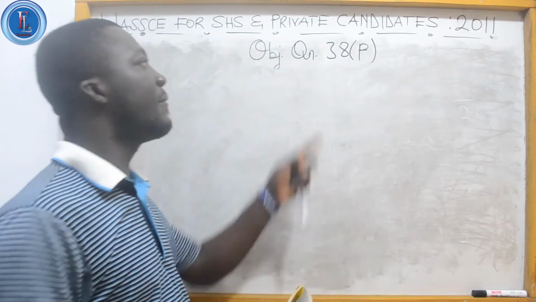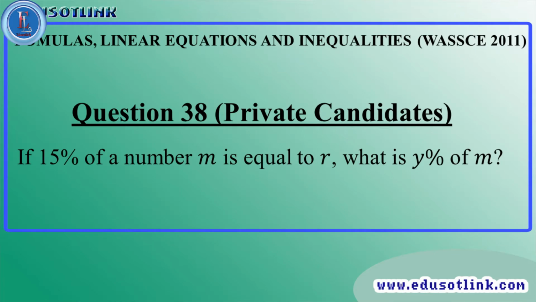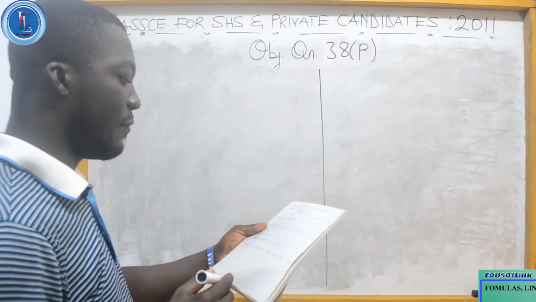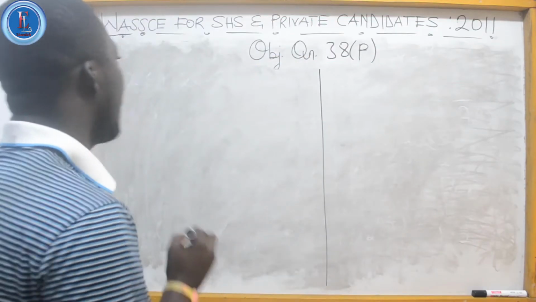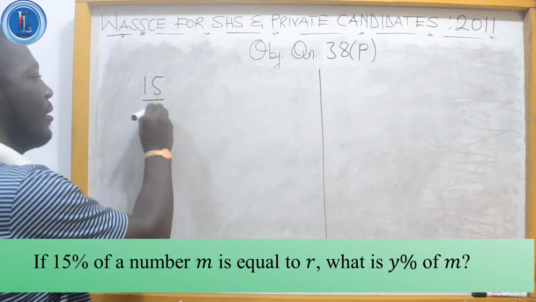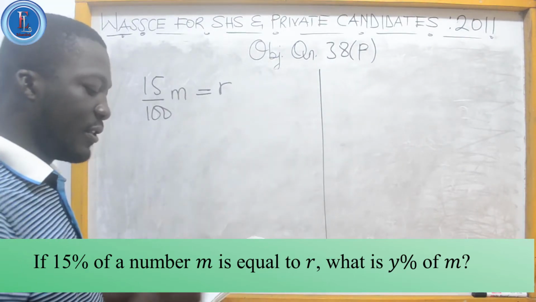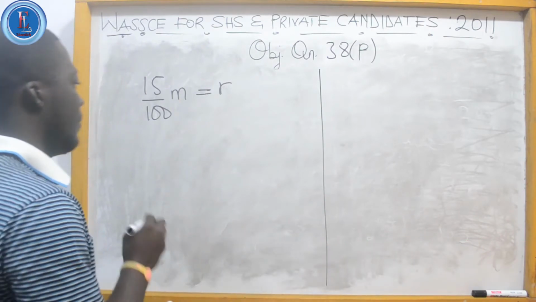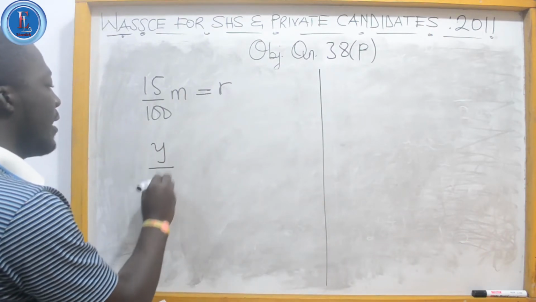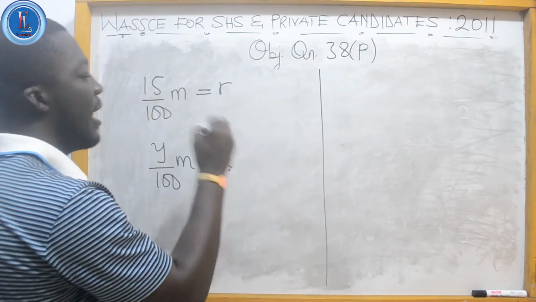Objective question 38 for private candidates. The question says, if 15% of a number m is equal to r. So 15% over 100 of a number m is equal to r. It continues, what is y percent of m? So what we are looking for is y percent of m. That's what you have been asked to search for.